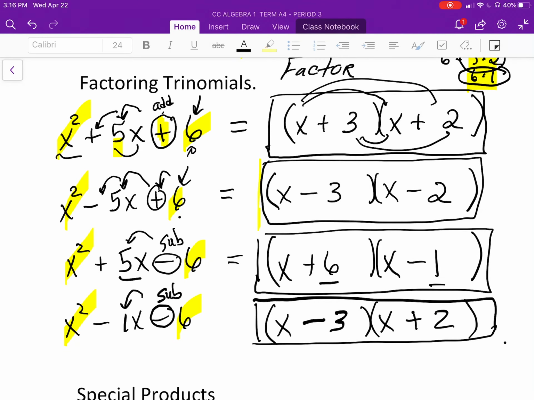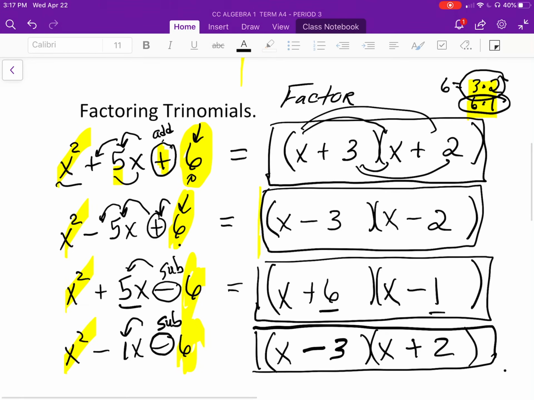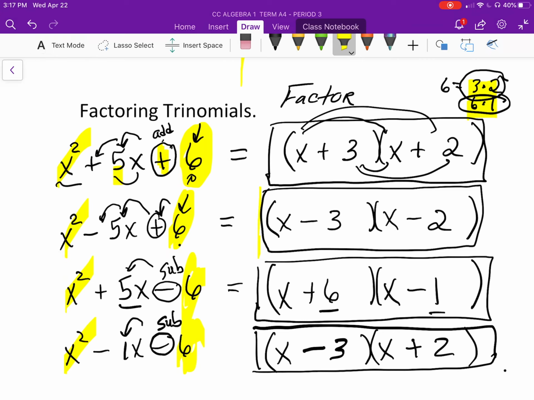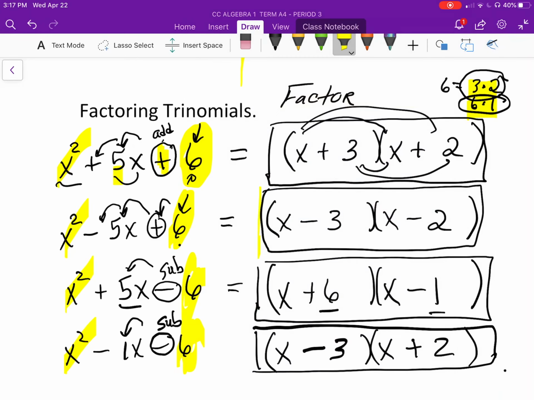Okay, in our last lesson, we learned how to factor trinomials, and we learned that if you look at this last sign here, we look at the last number, this number 6. We looked at all the different ways we could get 6, and then we figured out if we were either adding, which would be plus, that means we are adding either positive, positive or negative, negative.